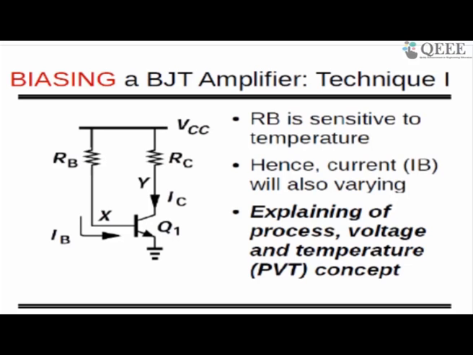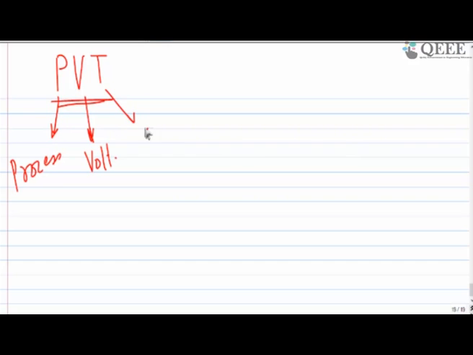Before going to those problems, let's look at something called PVT. It's called process, voltage and temperature. So your design has to be PVT independent. Any design has to be PVT independent, or robust enough.